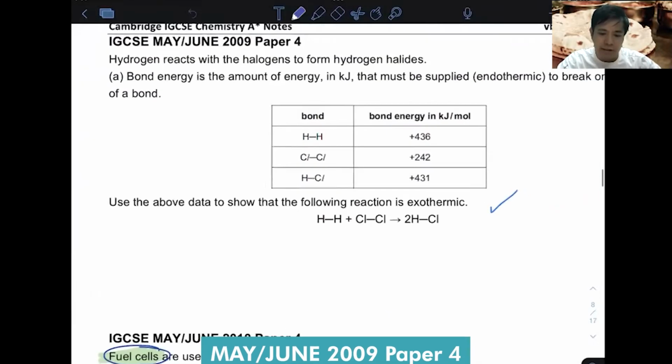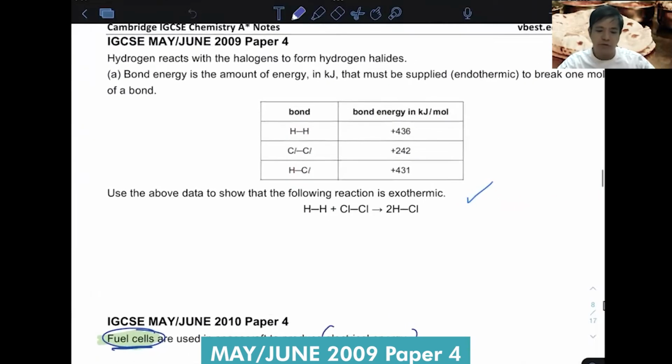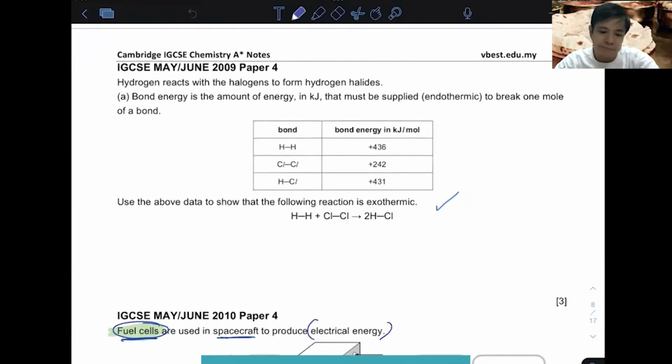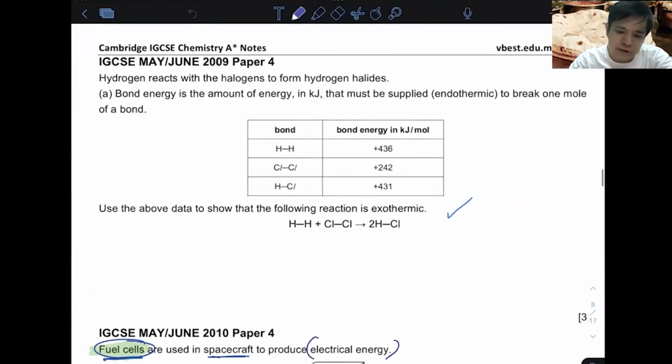Okay, how about this? Let's say they give you this. Okay, May, June 2009. So how it works? You'll be explaining both. So must be supply endothermic. Okay. So used to show that it's exothermic. So since they said, show this is exothermic, how it works.